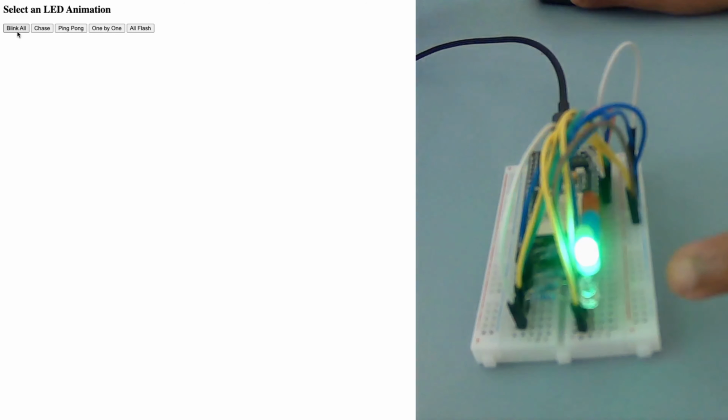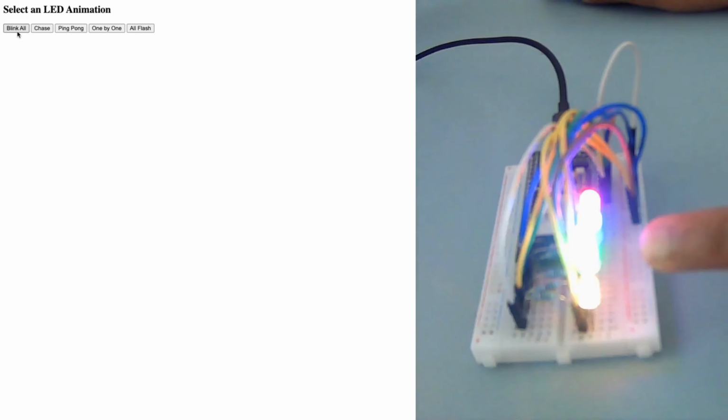Ping pong means it will act like a ping pong table but with the 5 LEDs. One by one means one at a time it will blink and go after one another. All flash means all 5 LEDs will flash at the same time. How cool is this?